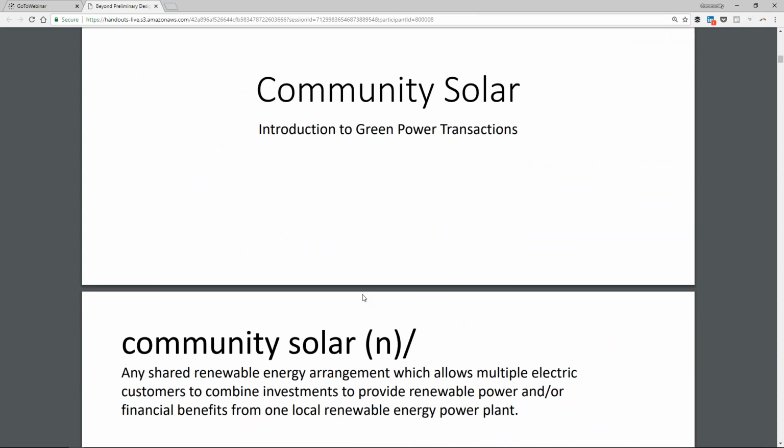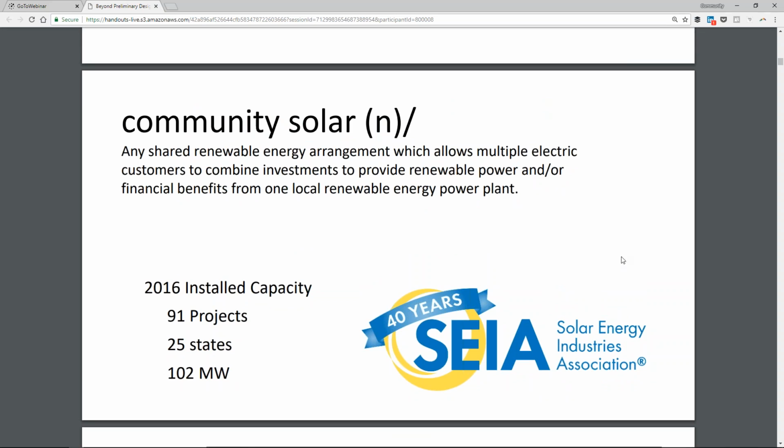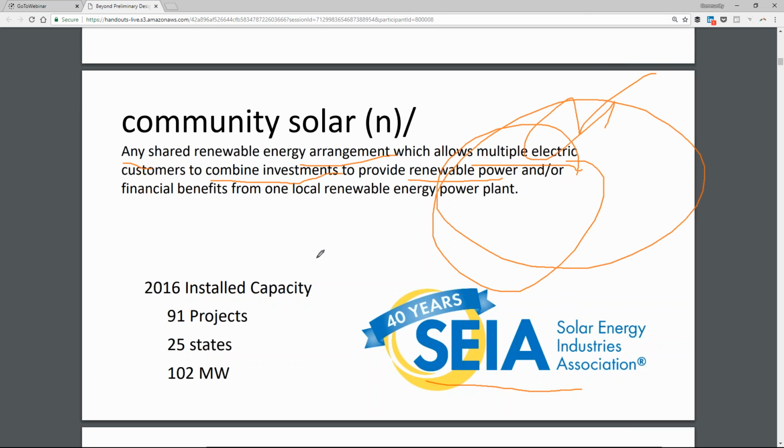We kind of got into my background already, so let's just go ahead and define community solar. SEIA, which is probably the largest solar energy trade organization, defines community solar as any shared arrangement which allows multiple customers to combine investments to provide green power. And I think the most important term in this whole definition is this "and/or" part right here. We're trying to provide renewable power and/or financial benefit from one local solar array.